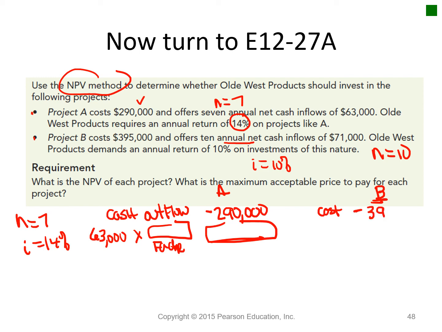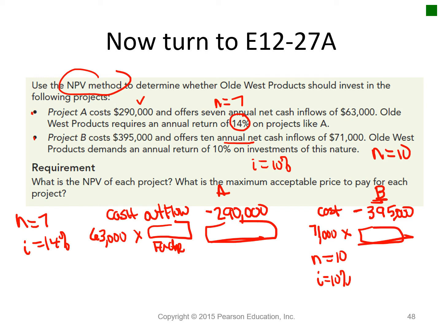I'm going to put a minus in front of that. That's a negative 395,000. And then to project your cash inflows, you'd have 71,000 times your table factor. Your table factor in that case will be N is equal to 10, interest rate is equal to 10%. And again, once you get that number, hopefully it's a positive number. Hopefully you want it to be more than the 395.